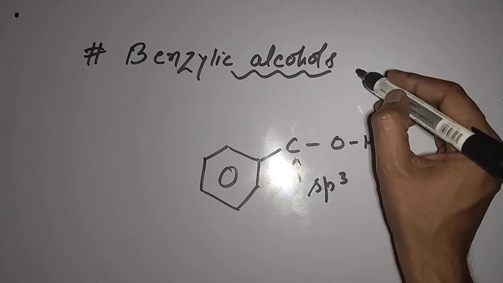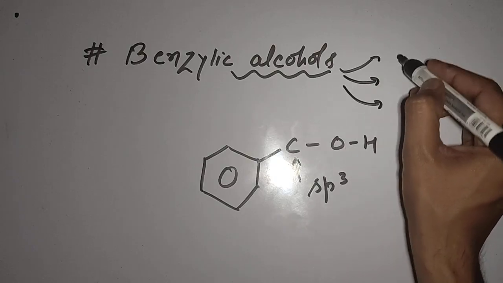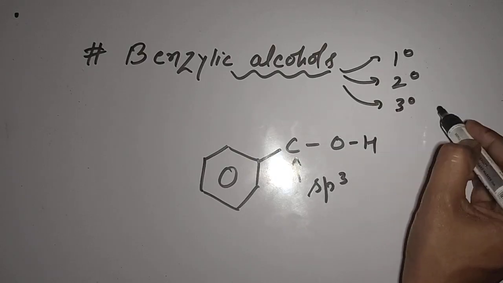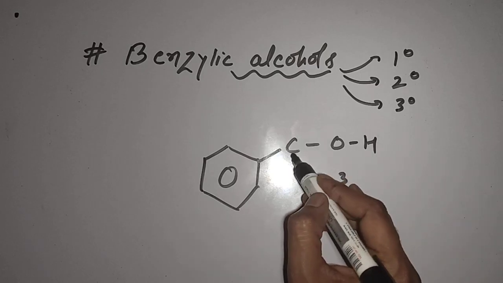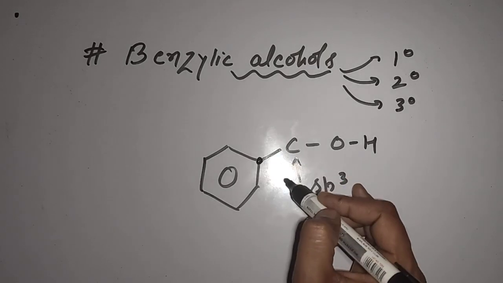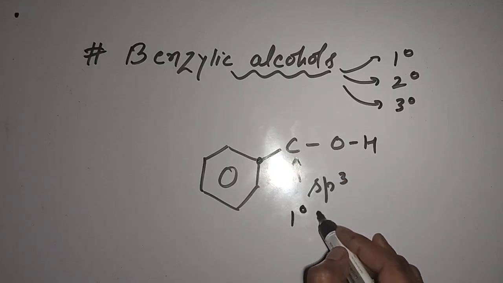Now benzylic alcohol is also of 3 types: 1 degree, 2 degree, 3 degree, primary, secondary, tertiary. OH is connected to an sp3 carbon which is further connected to a single carbon. Here we have a carbon. So this is 1 degree benzylic alcohol.